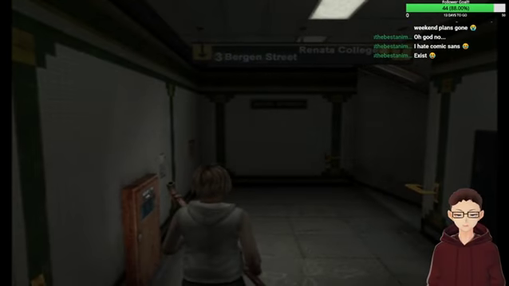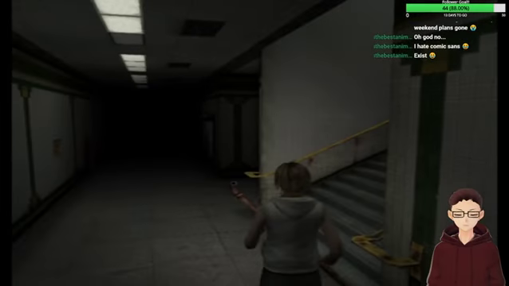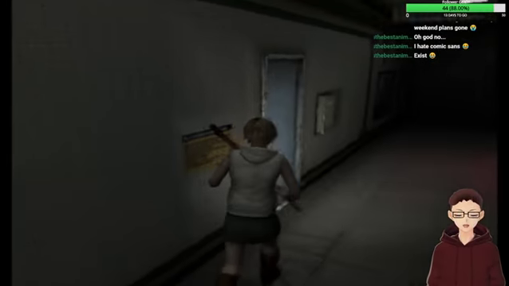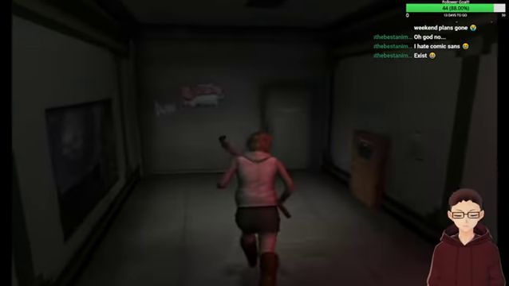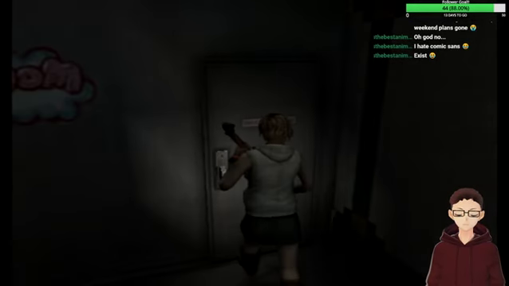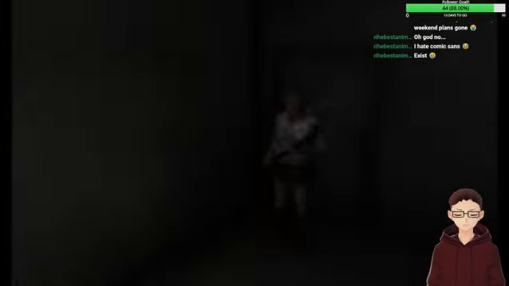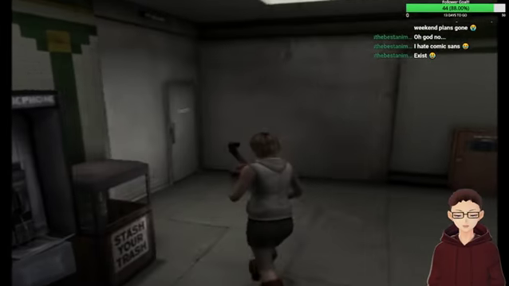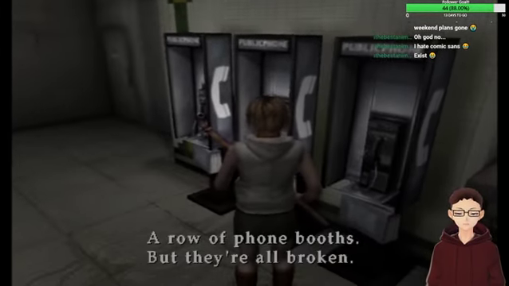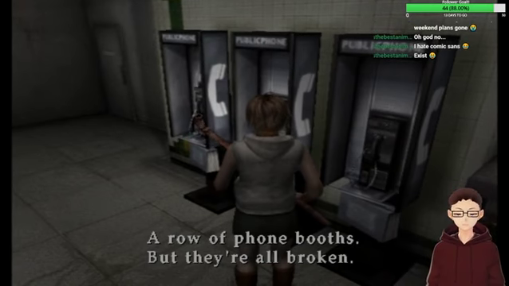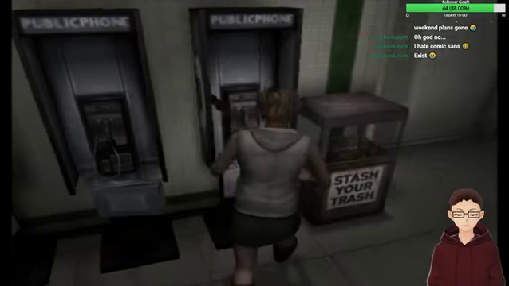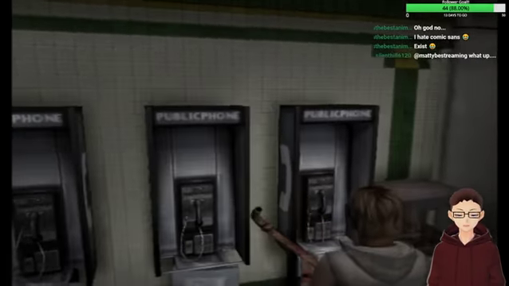Yeah, Bergen Street. But let's actually go through the hallway doors that I found. Maybe there are more goodies. Maybe. And not just like more monsters and jump scares. Jeez Louise! A row of phone booths, but they're all broken. Right. Oh yeah, by the way, stash your trash.